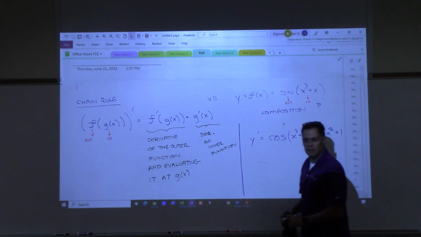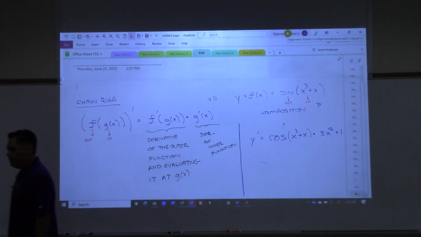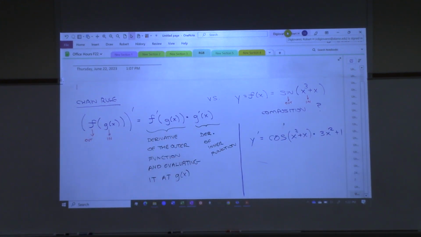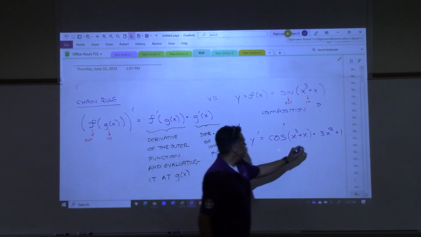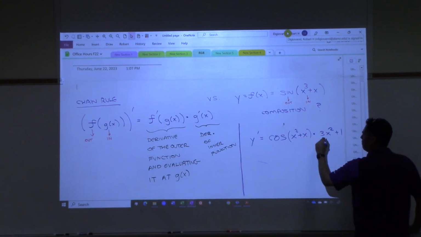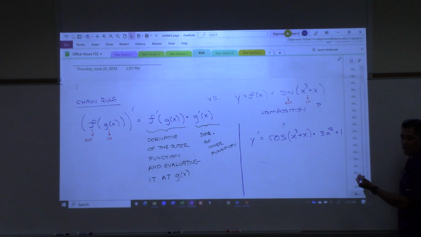Do you think that's right? Something's wrong. What's wrong? That's the most common mistake students make right there. I need this in parentheses. Now, everyone needs to understand why I need that in parentheses.